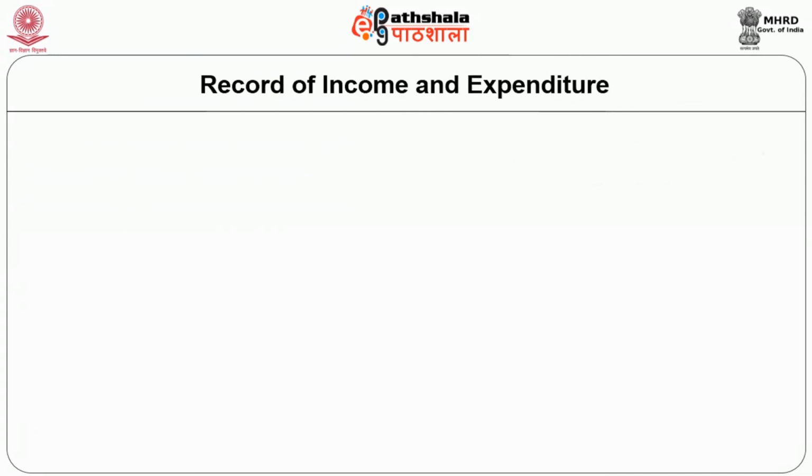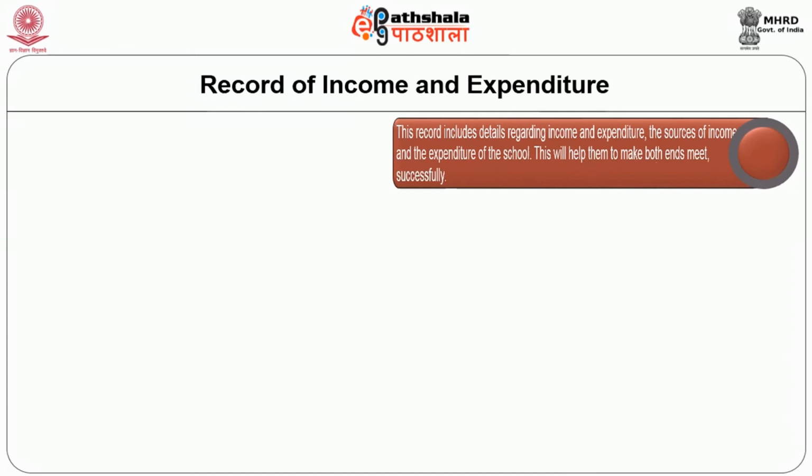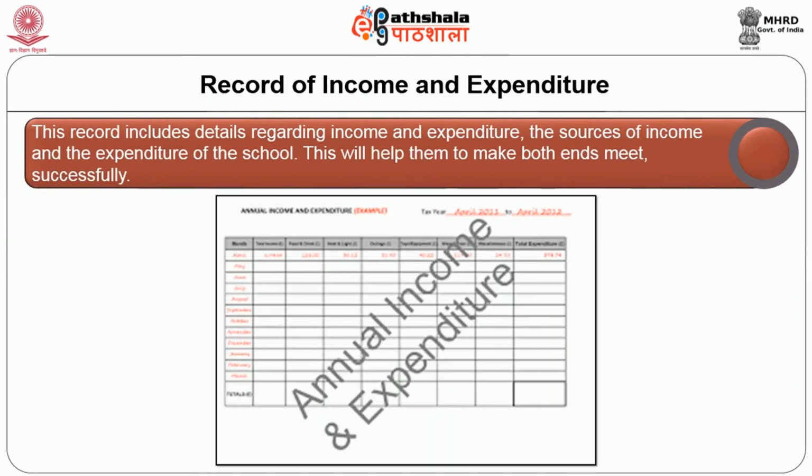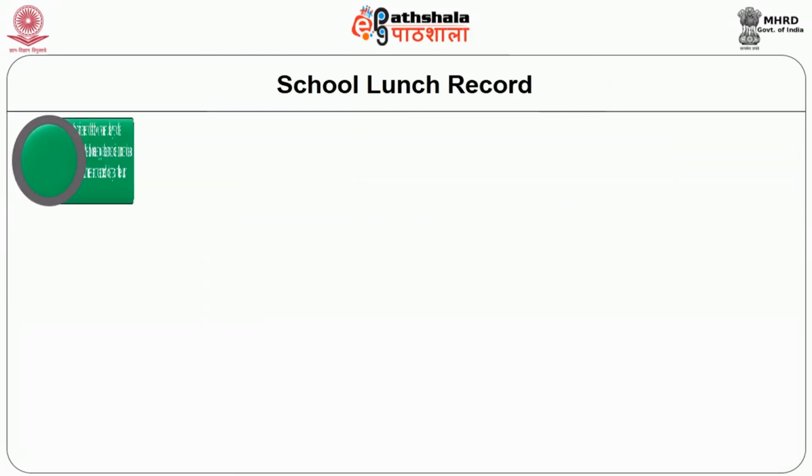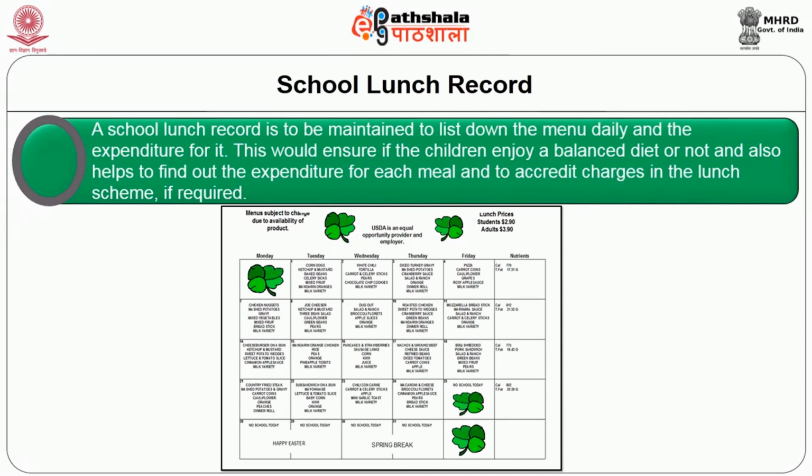Next is the record of income and expenditure. This record includes details regarding the income and the expenditure, that is, whether both ends meet successfully. The school lunch record. A school lunch record is to be maintained to list down the menu daily and the expenditure that is incurred for it. This would ensure if the children are enjoying a balanced diet or not, and also it helps to find out the expenditure for each meal and to accredit the changes in the lunch scheme if it is required.